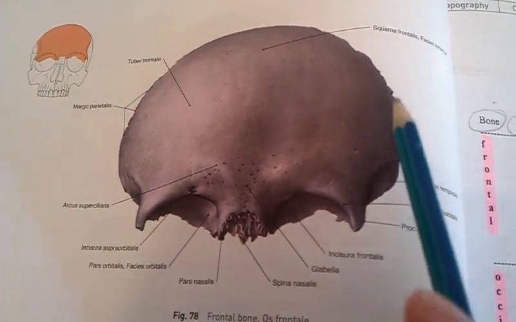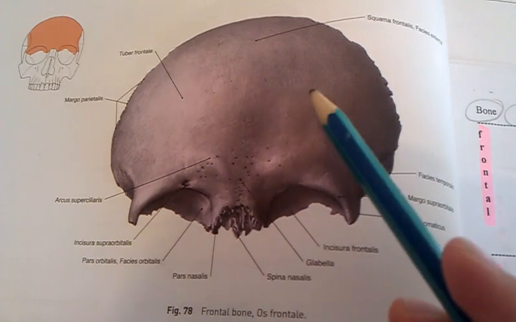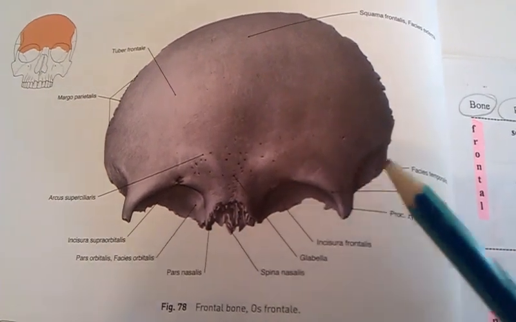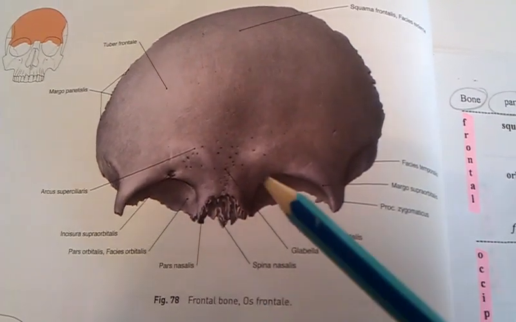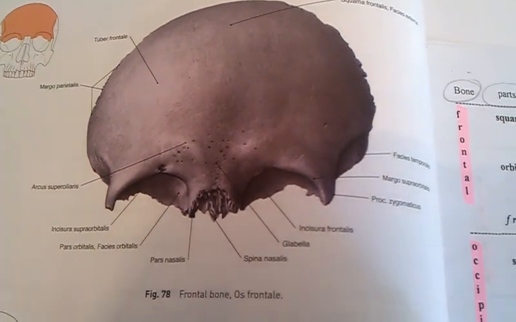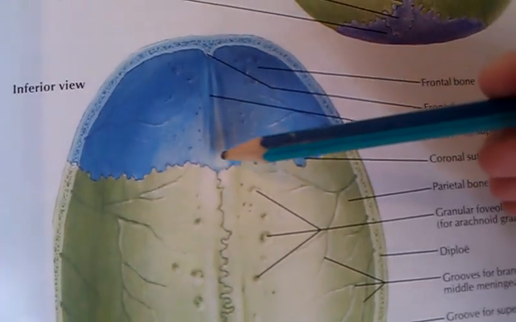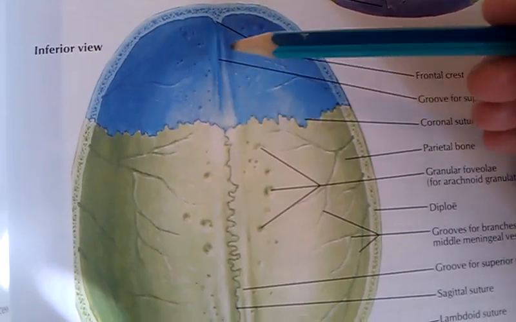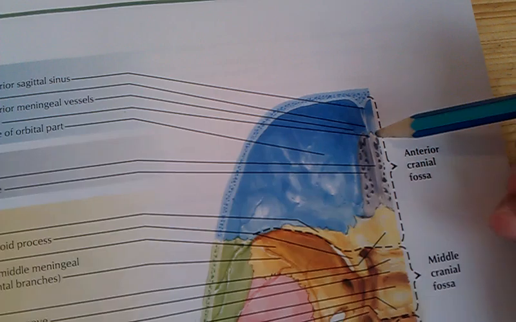The squama has an external surface, and on the external surface you have frontal tuberosity, superciliary arches, glabella, supraorbital margin, supraorbital notch, and zygomatic process. On the internal surface you have sulcus of the superior sagittal sinus, which continues in the frontal crest and ends in the foramen cecum.